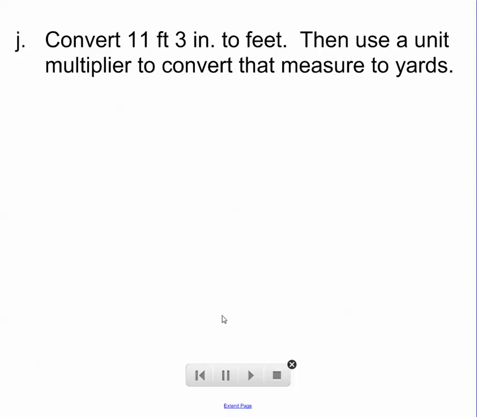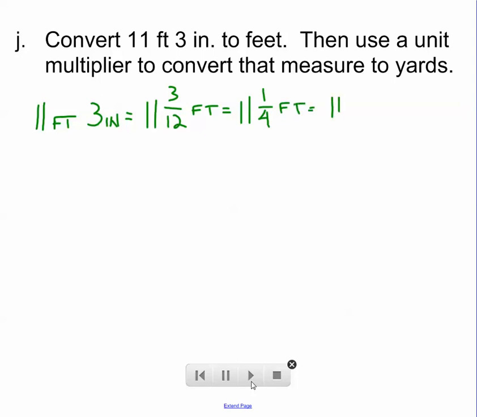That's the beauty of doing these lessons at home. And if you got it the first time, then I guess you're good to go and you can go on with the video. All right, now we're being asked to convert 11 foot 3 inches to feet. Then we're going to use a unit multiplier to convert that measure into yards. Okay, so first of all, 11 foot 3 inches to feet. That's 11 3/12 feet, which is 11 1/4 feet, which is 11.25 feet.